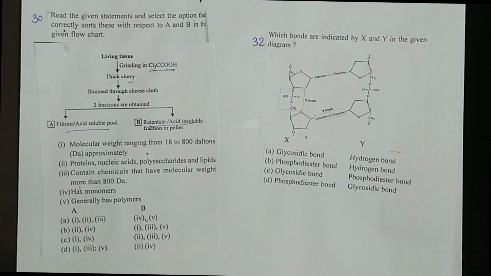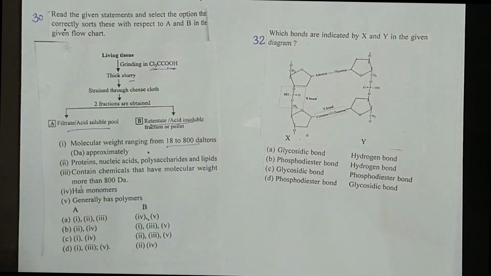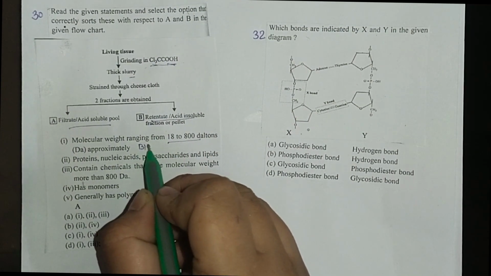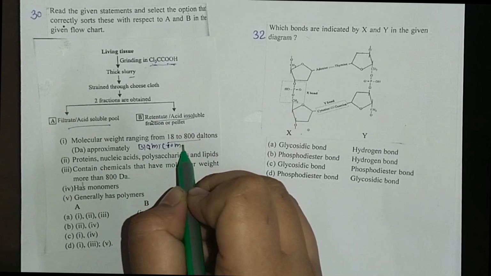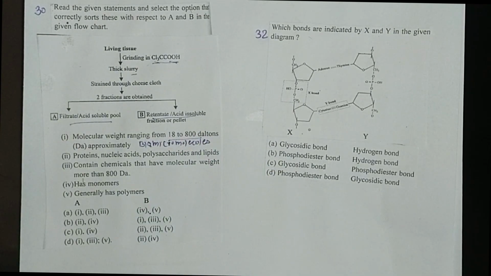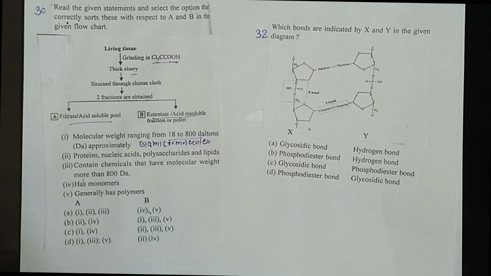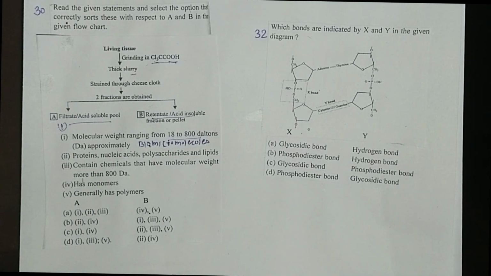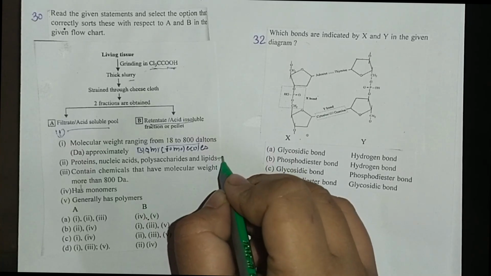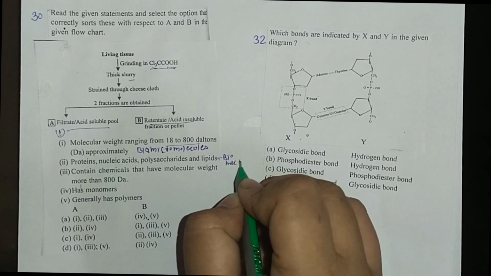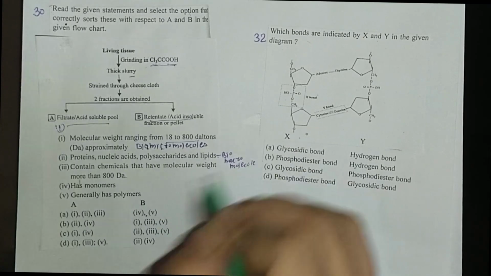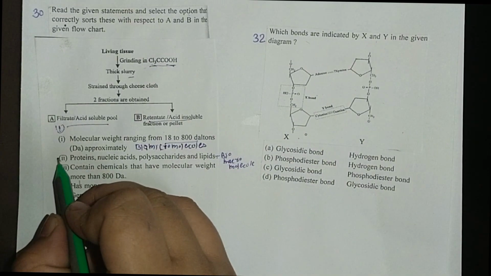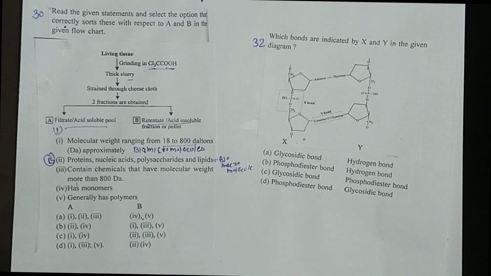One has a molecular weight ranging from 18 to 800 Dalton, that means biomicromolecules. If these are biomicromolecules, they will be found in the first, the acid soluble pool. Second, protein, nucleic acid, polysaccharide and lipid, these all are biomacromolecules. If something is a biomacromolecule, it will be found in B. We will be writing B in front of it.